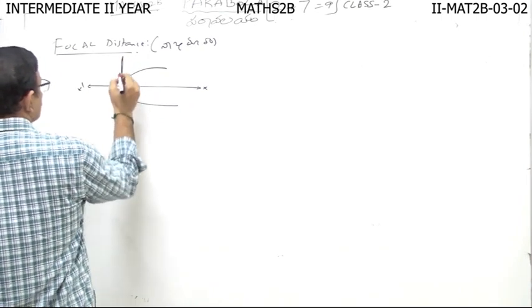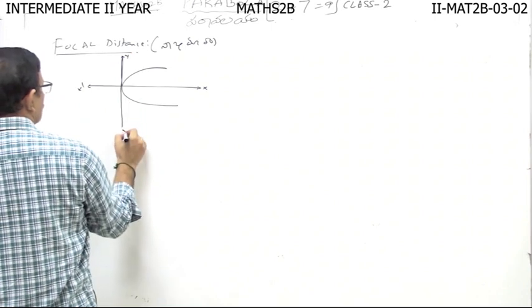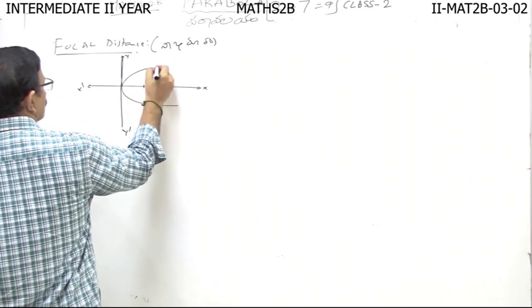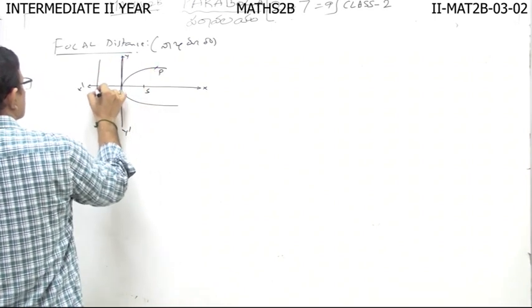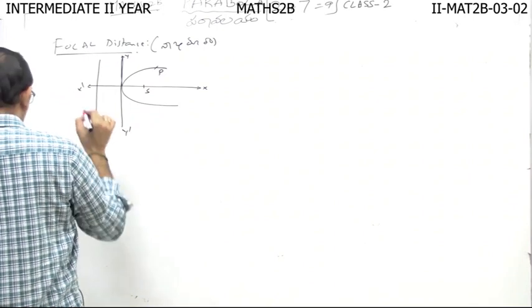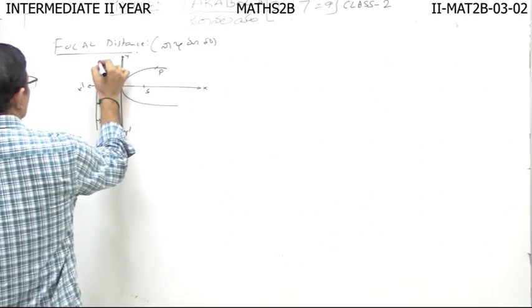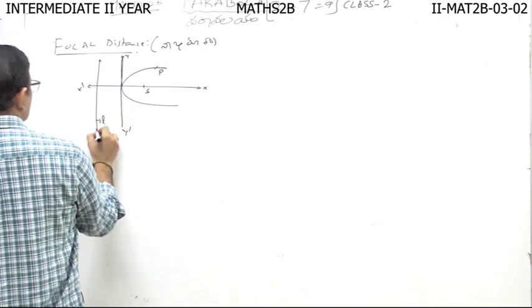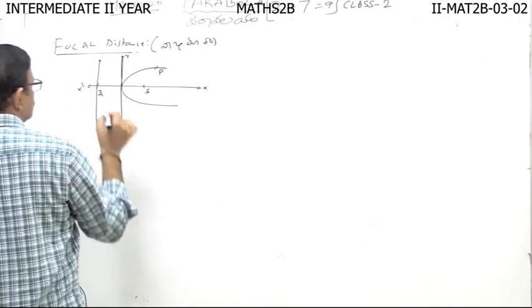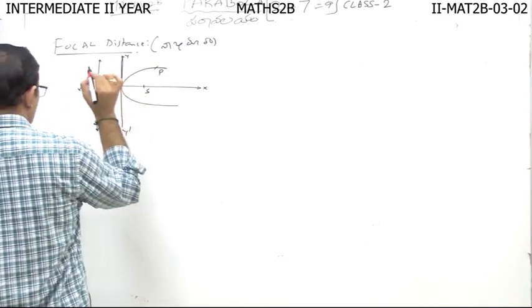Now this is x'x and this is y'y, and this is S and this is T, and this is the directrix. All these are fundamentals. So now this is Z and this is the vertex.